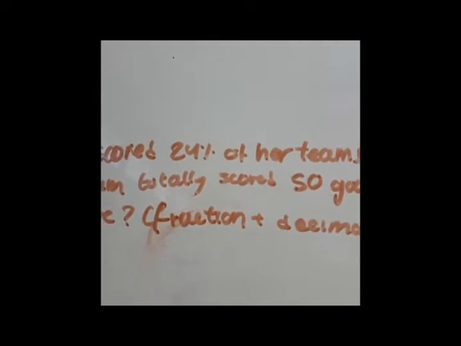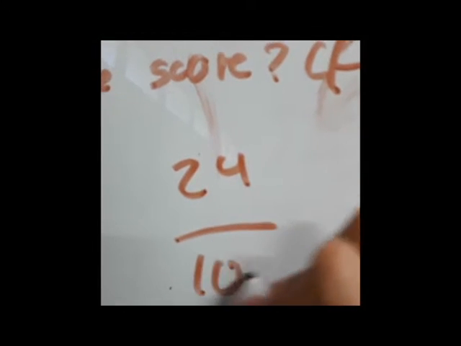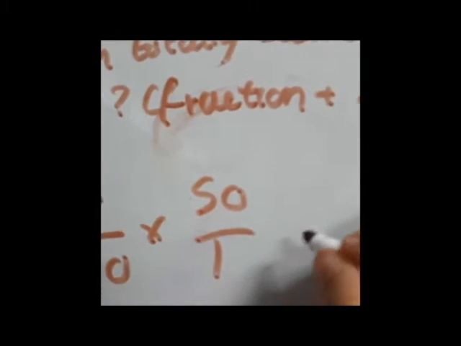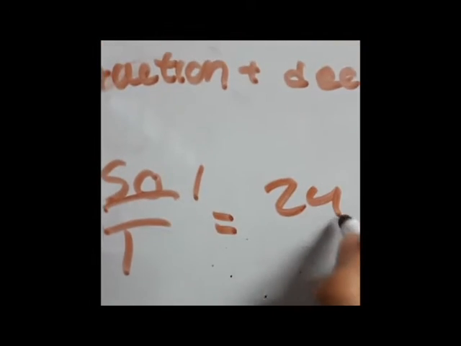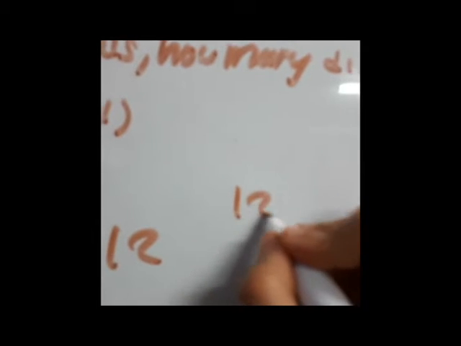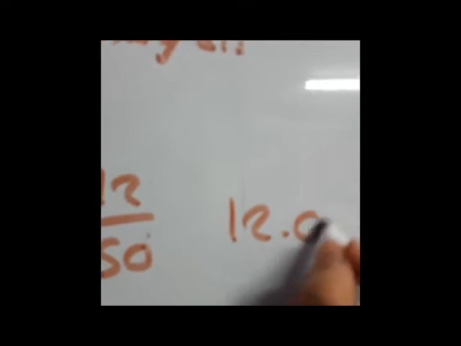For a worded problem, Amira scored 24% of her team's goals in a match. If her team totally scored 50 goals, how many did Amira score? We have to write this as both a fraction and a decimal. So you simply go 24 over 100 because it's 24%. You multiply this by 50 over 1 because it is the total amount of goals, giving us a fraction of 24 over 2, which is 12. As a fraction, she scored 12 over 50 goals, and as a decimal, that would just be 12.0.